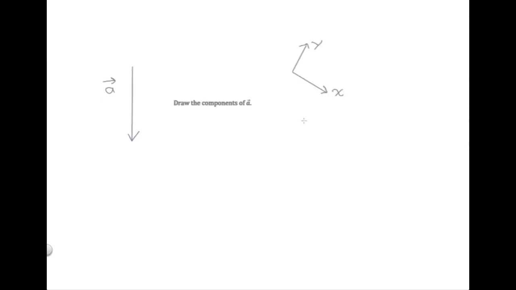Please pause the video and try this problem. Now, it might have seemed like this was the same problem as before, because we have the same vector, but did you notice we changed the axes? And if you change the axes, you completely change the components, right? So this is not the same answer as before. Now we have to do this problem all over again.